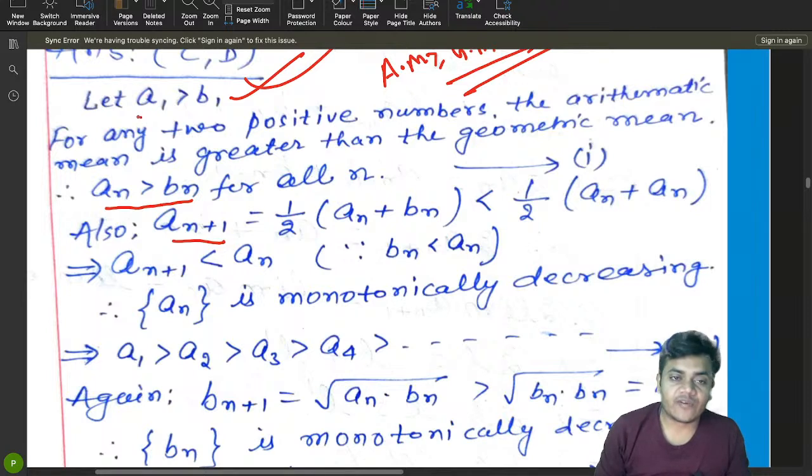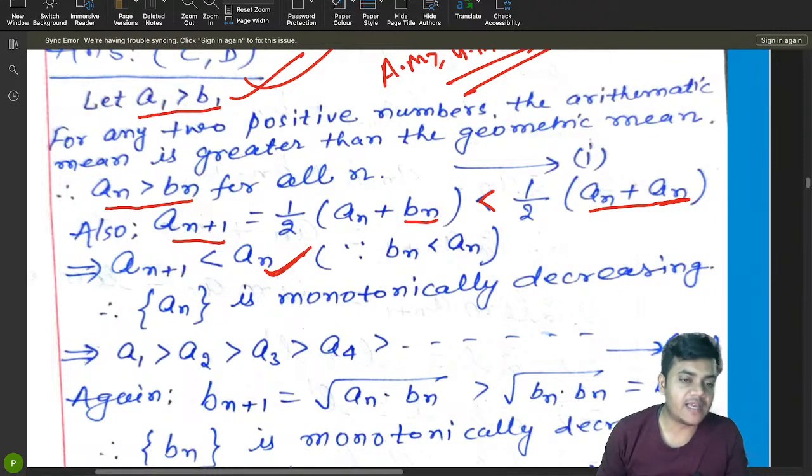From this case, a1 is strictly greater than b1, and that's why if we replace this bn by an, then certainly this strictness in inequality will occur for sure. So this implies a(n+1) is strictly less than an. How? Because this is 2an divided by 2, so this is an. Hence we can see a(n+1) is strictly less than an.